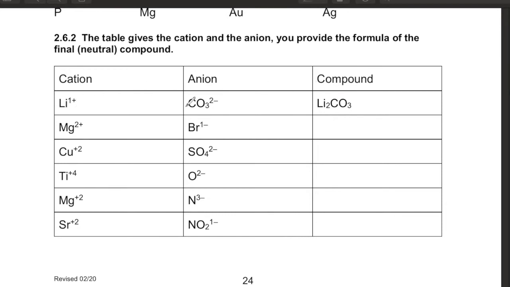So here, you'll notice this has a -2 and this has a +1. So to get it to be 0, we need another lithium. That's why the formula shows 2 lithiums and 1 carbonate. So for this one, magnesium is a 2+. We need another bromide ion, another bromine with a 1- to make magnesium bromide. And we write the formula with 2 bromine in it because it needs 2. Here we only need 1 of each, so we can just write the formula like this.